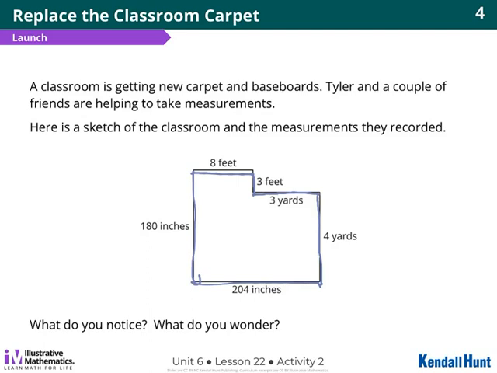Oh yeah, why do they need new carpet? And also, I wonder why do they have to put it in different measurements? Maybe there's a reason for the yards and feet and inches. Kira, what are you thinking? I don't know why.